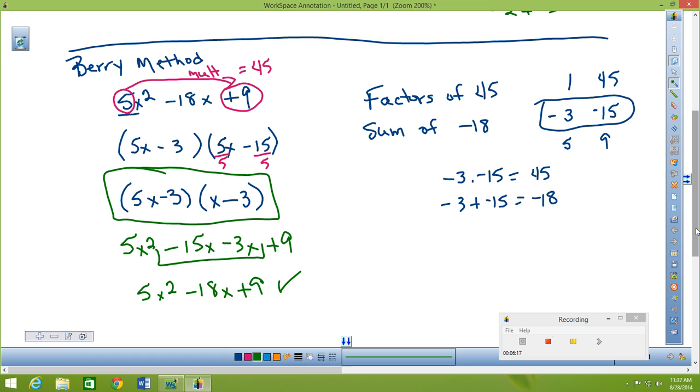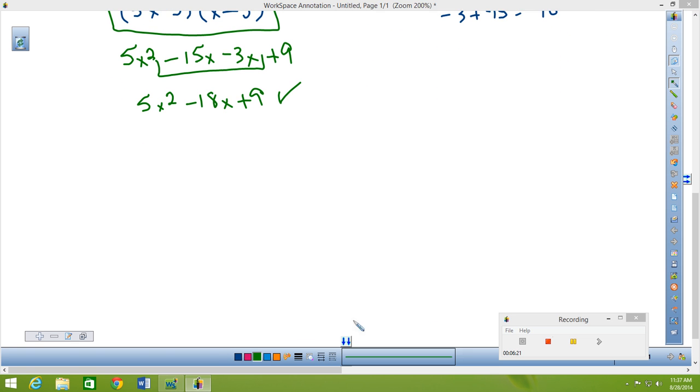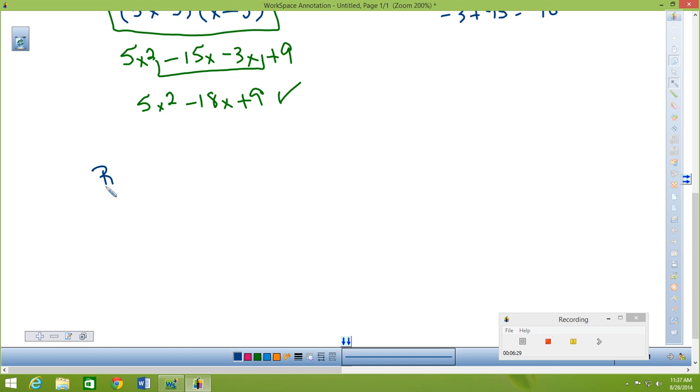Now, there's another way to do this called the bottoms-up method. I'm going to go ahead and show you that because I always want to be able to give you options, and one may work better for you than the other. Okay, so in the bottoms-up method, it's a lot like the Berry method. I'm going to do the same problem. So 5x squared minus 18x plus 9.